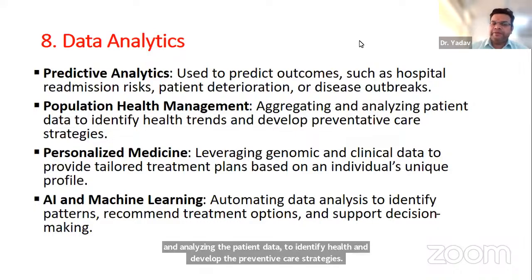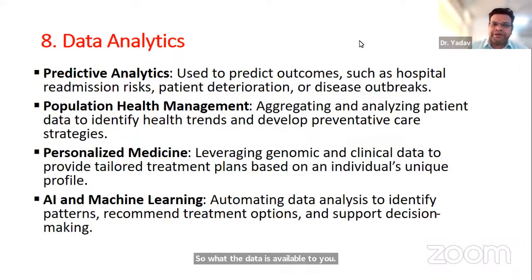So whatever data is available to you, you have to use it in the analysis part. You must ensure that your analysis is very useful for future purposes. You will not do analysis for the sake of analysis. That analysis will provide you the insight to improve health services in future.